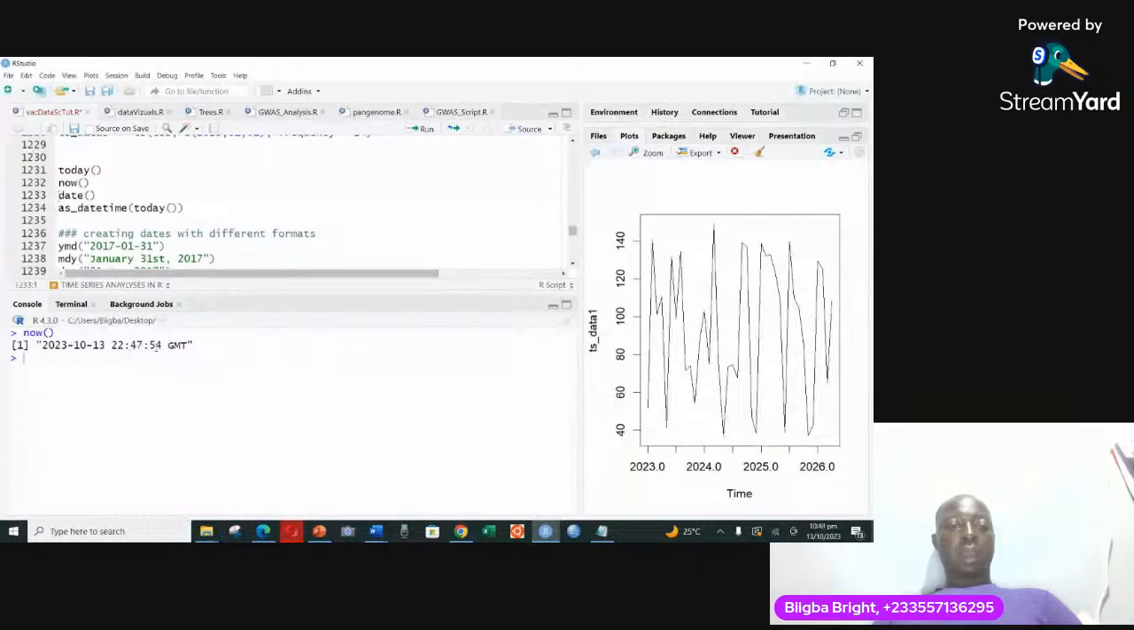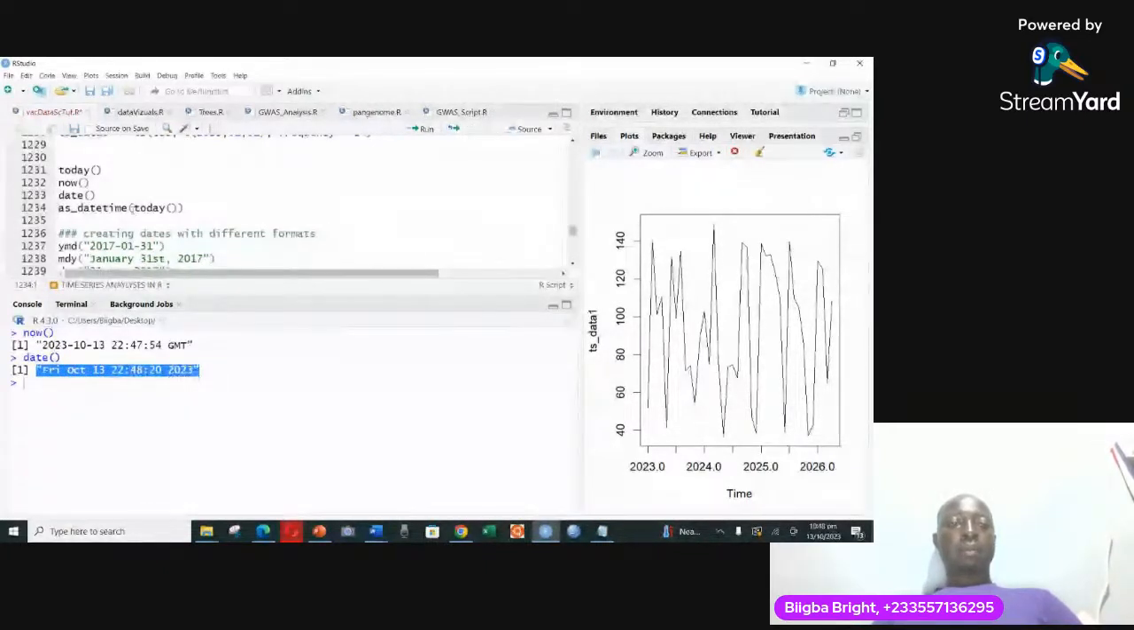10:47, 54 seconds GMT. It will even tell you the geographical location in which you are, GMT. We are in the Greenwich meridian. And then the date will also be there. You can also use the date function itself, and it will tell you specifically that today is Friday, October 13th, and then it will give you the entire thing.